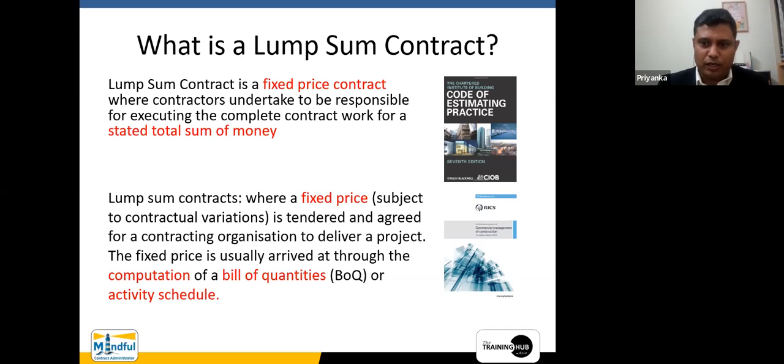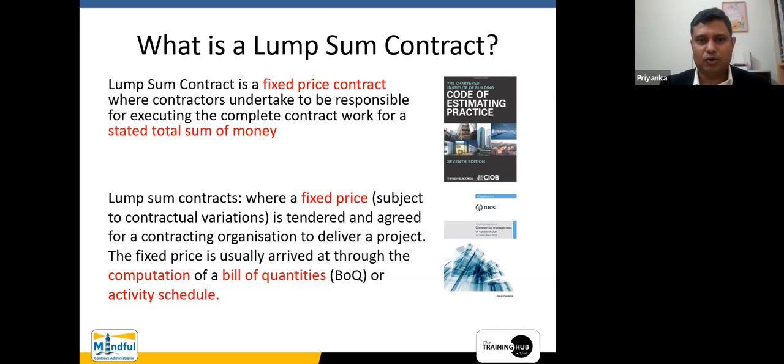Now let's think about the RICS version. This comes in the Commercial Management of Construction, the RICS guidance note. It says a lump sum contract is a fixed price, again the same word repeated, subject to contractual variations. The RICS went to the extent of saying indirectly that yes, it is a fixed price, but variations are possible. That is why, when I showed you the first two slides, I did not delete clause 13 totally. Clause 13 is related to variations.